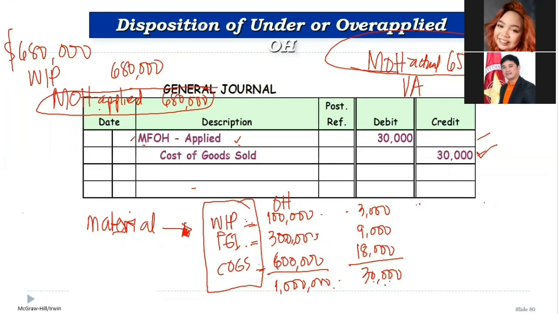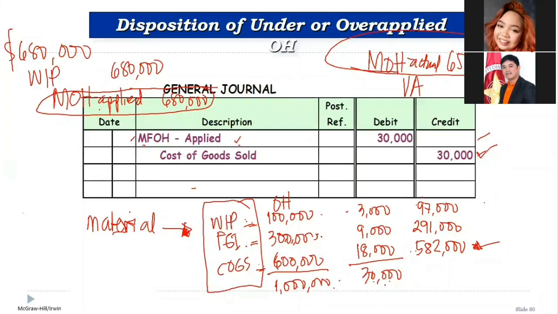Magkano na ngayon yung balance nung tatlo na yan? Over-applied po tayo. So, kung over-applied po tayo, dapat babaan natin, di ba? Over-applied, favorable, babaan ng COGS. Dito po tayo mas madaling makakapag-recognize kung anong magiging bagong balanse. It will now become 97,000. Ito naman po ay 291,000. It will now become 582,000. Yan na po yung bagong cost of goods sold natin.